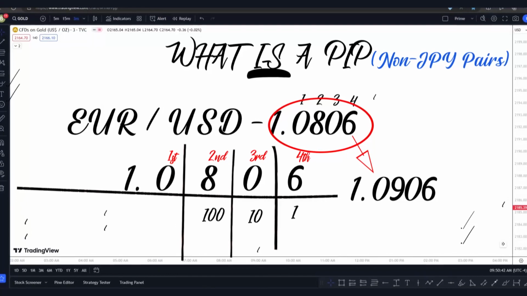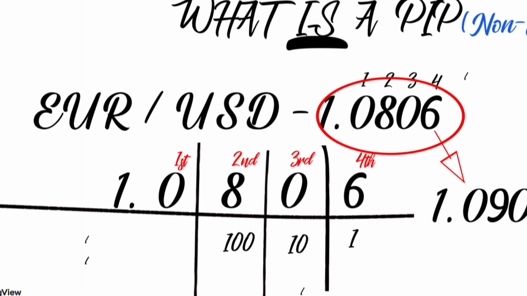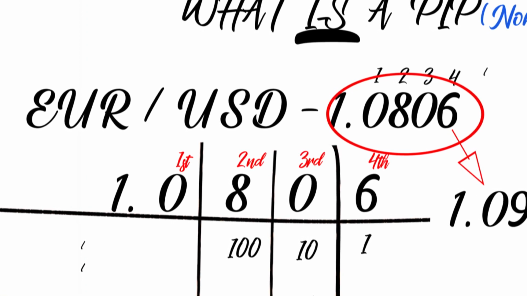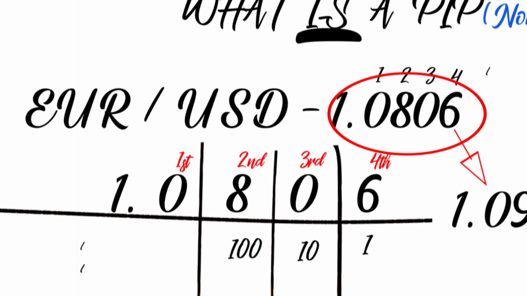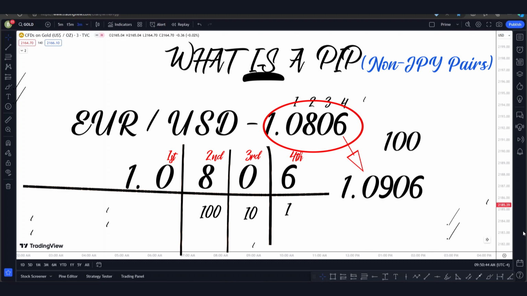With this, we have the ones column, 6, which is still the same. The tens, 0, still the same. The hundreds, which was 8, and now 9. So how many pips do you think the euro dollar moved? With the explanations given, that means the euro dollar moved by only 100 pips.